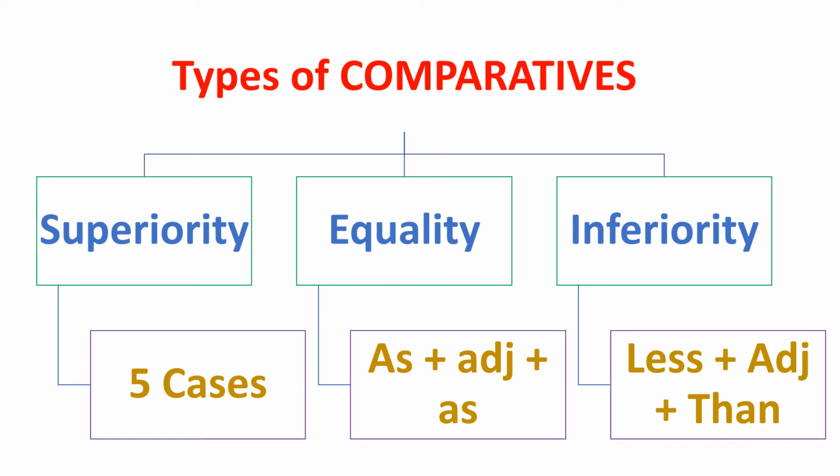In English, we will have three types of comparatives. Comparatives of superiority, in which we will have 5 specific cases. Comparatives of equality, that use the structure as adjective as, and comparatives of inferiority, that use the structure less adjective than.